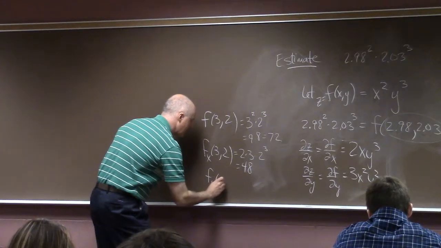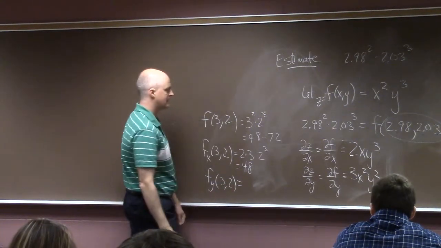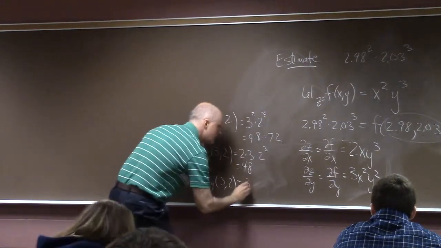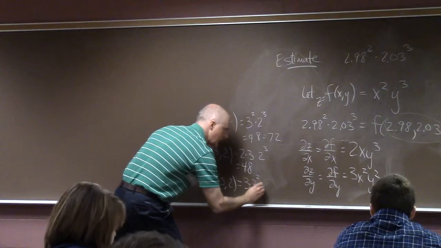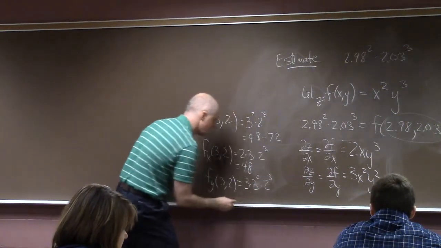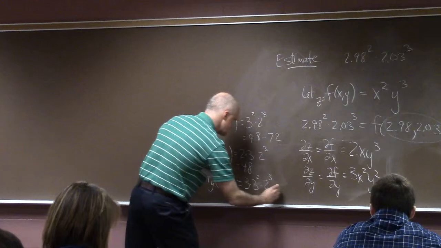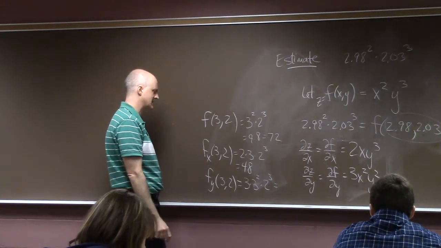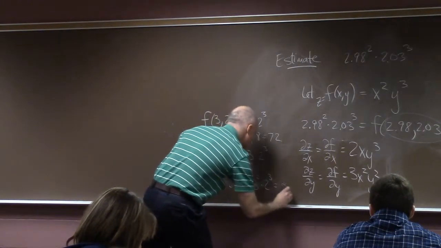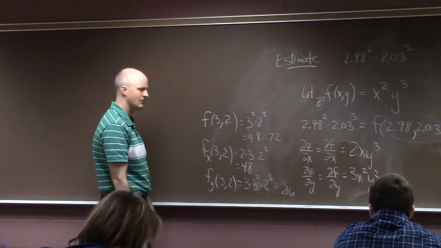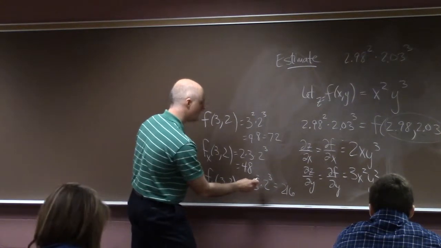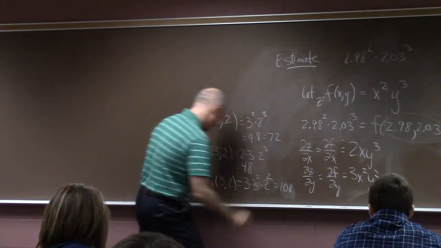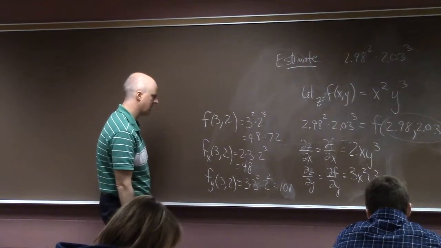And f sub y of (3, 2), that's the partial with respect to y. Look at this formula right there. 3x squared is going to be 3 times 3 squared times y cubed times 2 cubed. You're going to get 27 times 8. I think it's 216. Somebody check that. Oh, it's 2 squared here, right. So that'll be 27 times 4, yeah, that'll be 108.